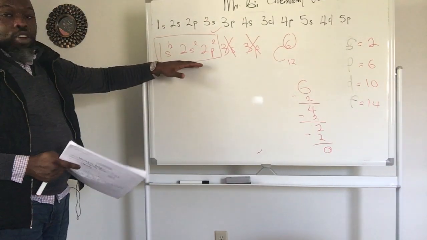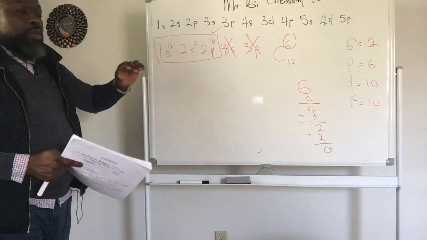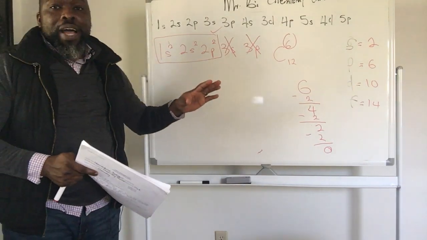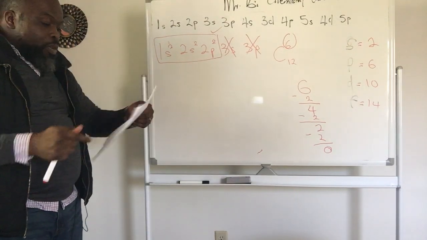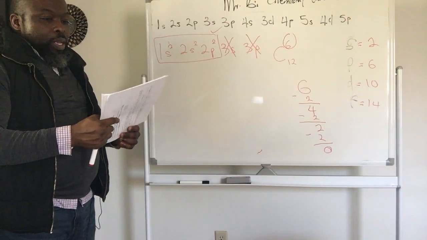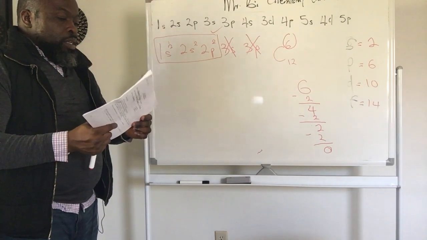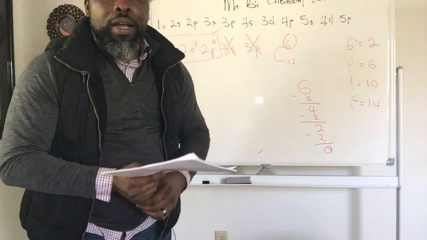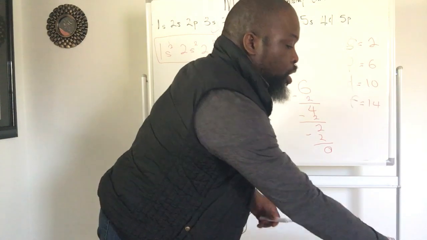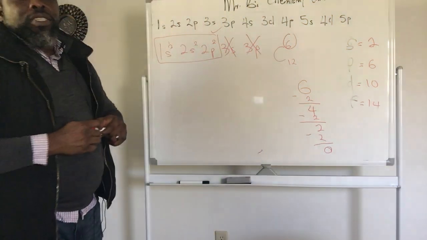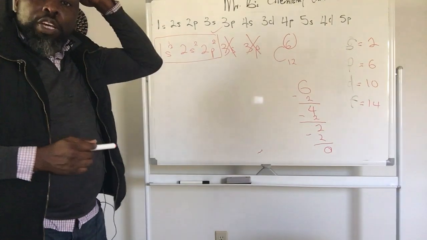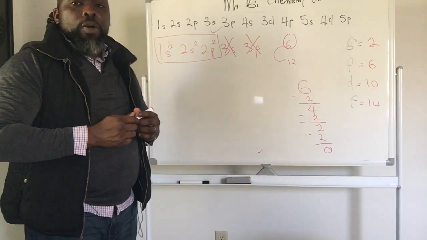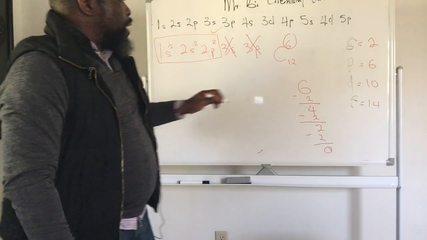So that is how to write the configuration for carbon. I know it's going to be a little fast, but you could always go back to watch this video. All right, so let's do one more example. Let's do calcium. Can everyone tell me what the atomic number of calcium is? Pause the video and tell me. All right, very good. If you say calcium has an atomic number of 20, you're correct.